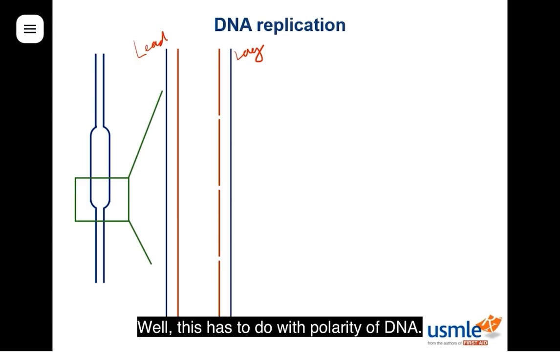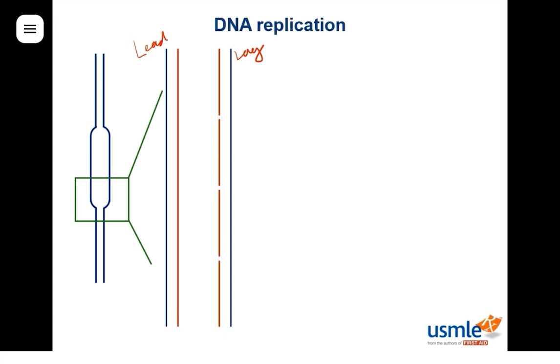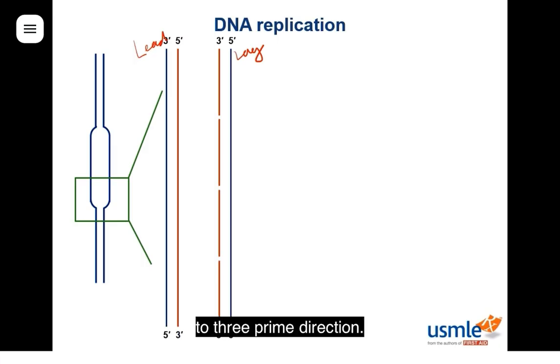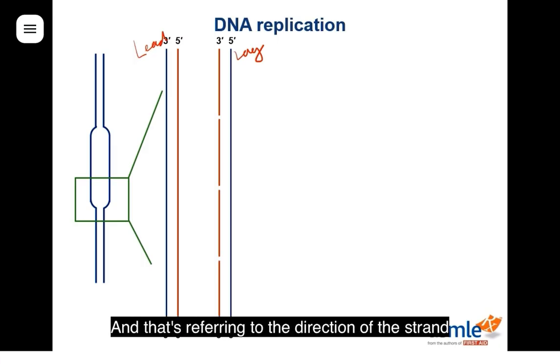Well, this has to do with polarity of DNA. Do you know which end of each strand here is a 5' and 3' end? You might want to pause the video and think about it for a second. So DNA is always synthesized in the 5' to 3' direction, and that's referring to the direction of the strand being synthesized, not the original.